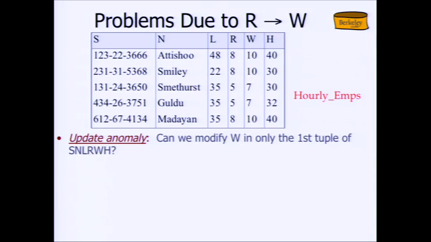Okay. Is there a corresponding insertion anomaly, do you think? Suppose I want to hire someone with rating 6. What's their wage? Haha, I get to make it up. I don't know. All right, that is not the way it works at the University of California.